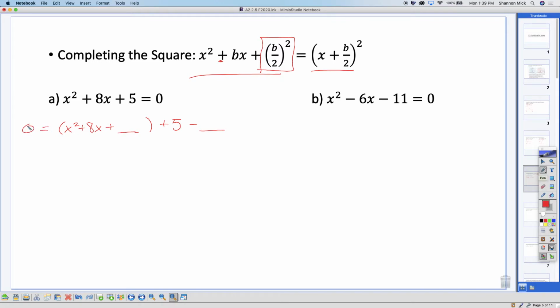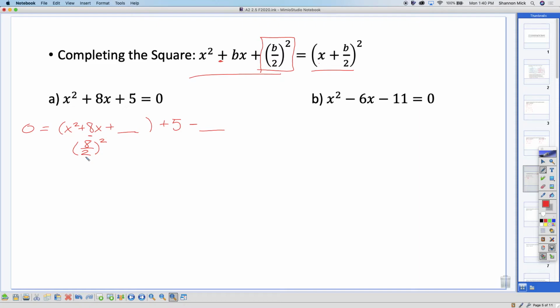Okay, so the rule says b over 2. Yes? What is b? 8. So 8 over 2 squared. Now, always write this because when we have fractions, you have to square the fraction, and do you want to have to think about factoring a fraction? No. And this rule says it's going to be x plus b over 2 in my factor when I'm done, right? So if I always write this right there, do I always know what it's going to factor to without having to think about it?